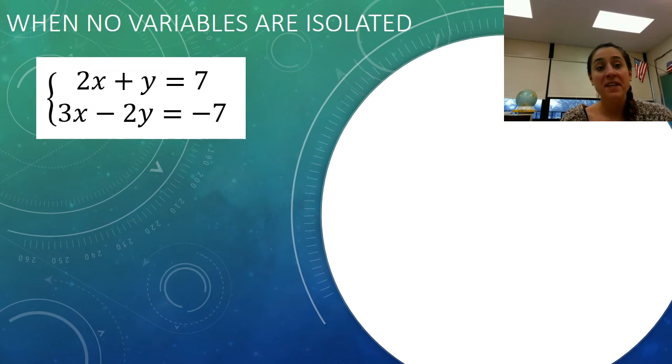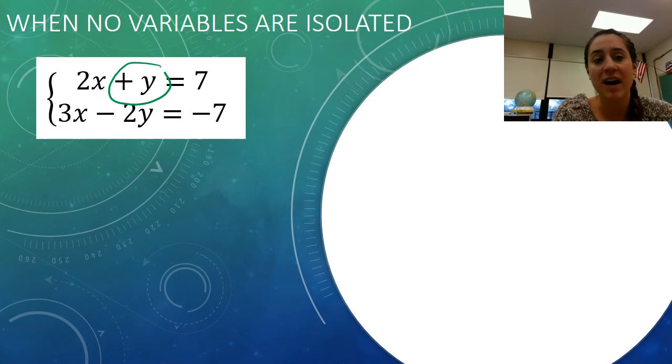Last one, this is where no variables are isolated, meaning it doesn't say y equals or x equals. I need to make it look like that. Okay, so what I'm going to look for is whichever one I think is the easiest to get isolated. As you can see, this y value is the only one without a coefficient, the only one without a number in front of it. So I think that one is going to be the easiest to isolate.